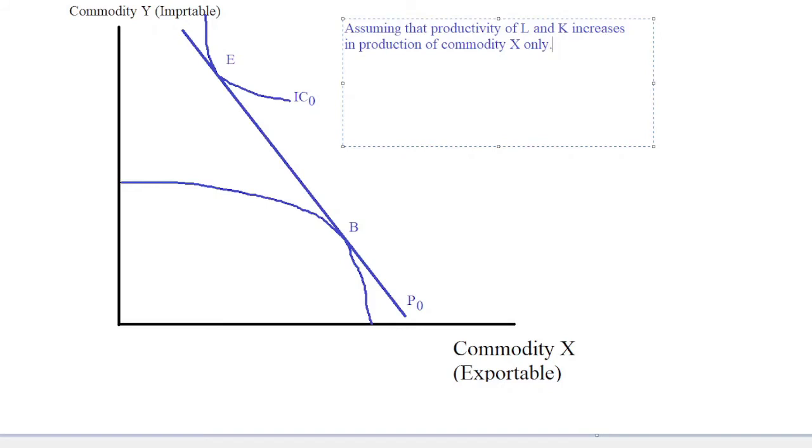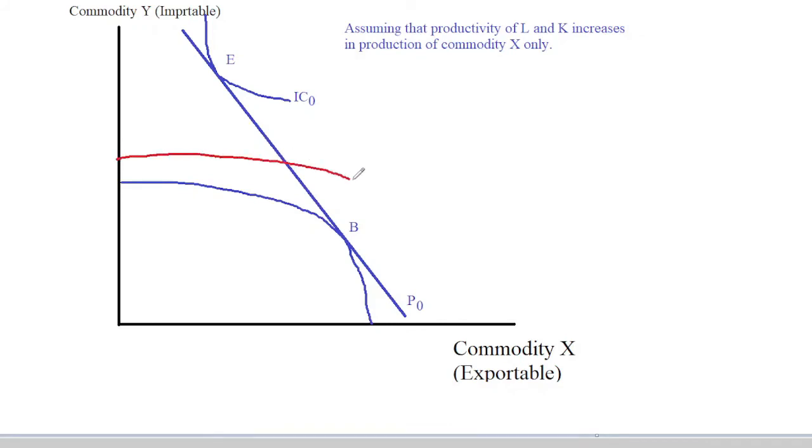Your productivity increases over time, and due to which your growth takes place. So as the growth takes place, and we are assuming that only productivity in good X is increasing, your production possibility frontier will pivot. And now in the long run, we will be drawing with the red color. So what will happen is that your PPF will become something like this here.